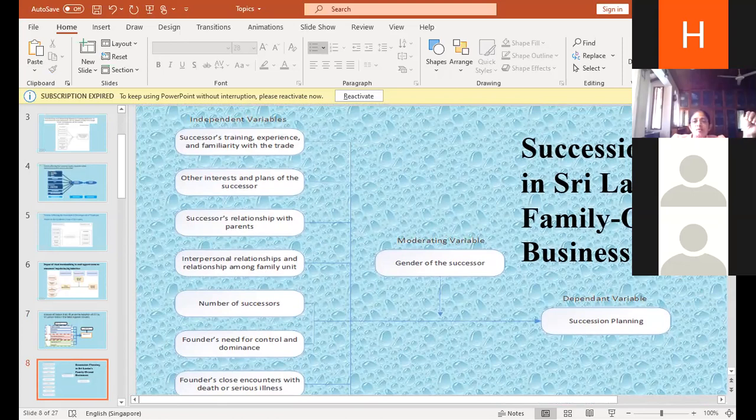Qualitative. Because you will have to have in-depth discussions to find how these things work, the successors' relationships, the successors' training, experience, and to what extent the father has groomed the son or something like that. You can't get to know these things with a questionnaire. You will have to have detailed discussion. So it's going to be a qualitative research.